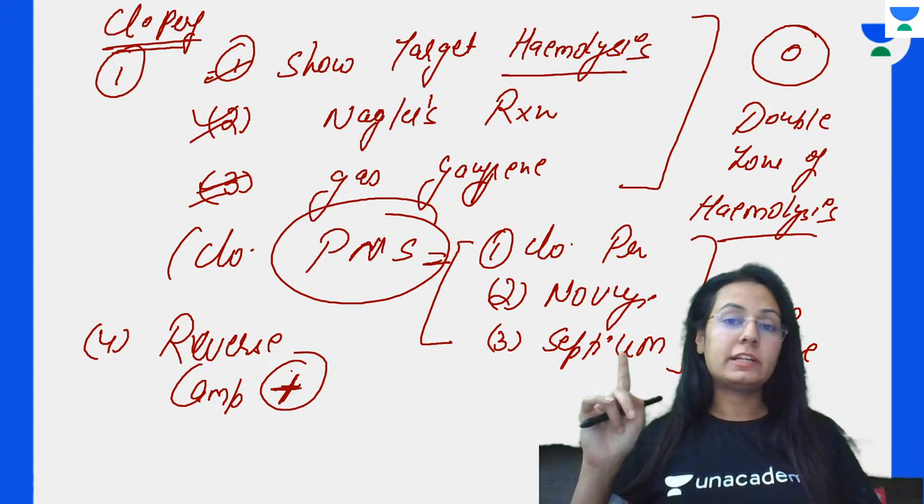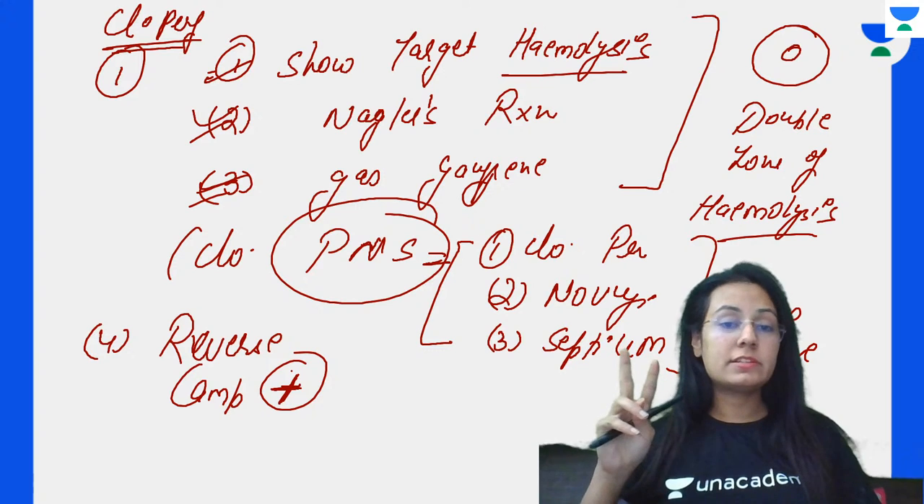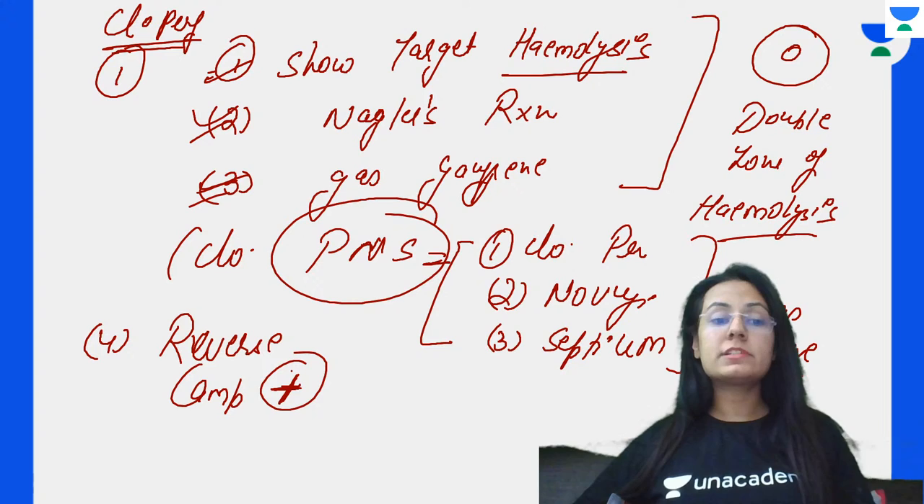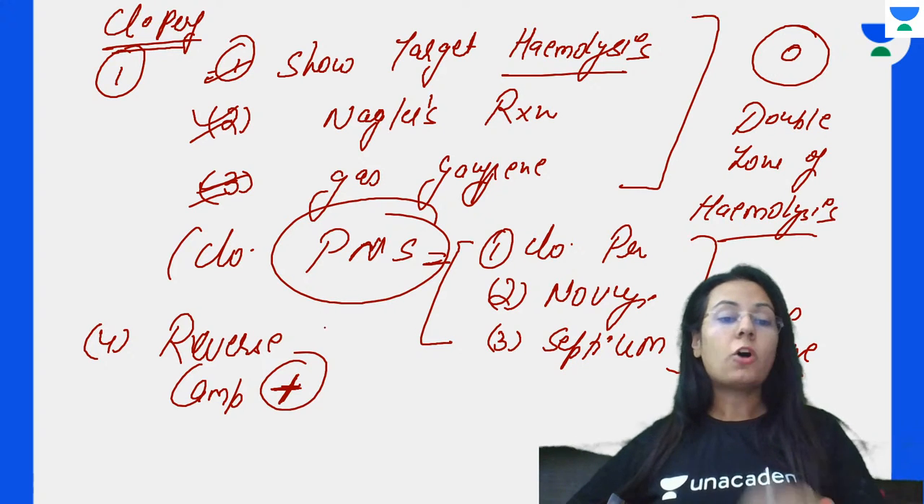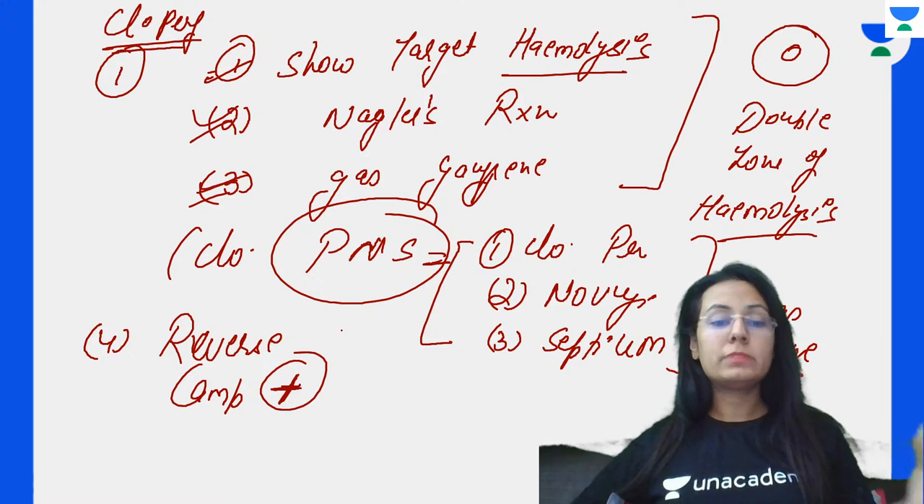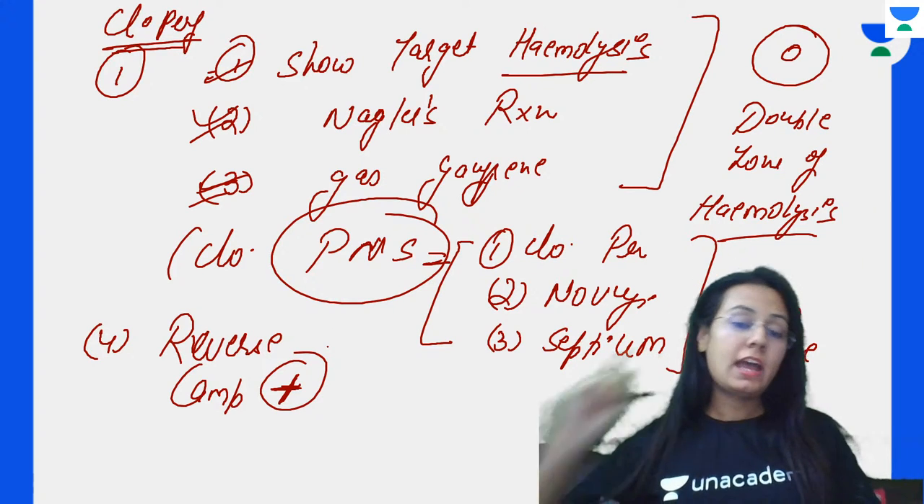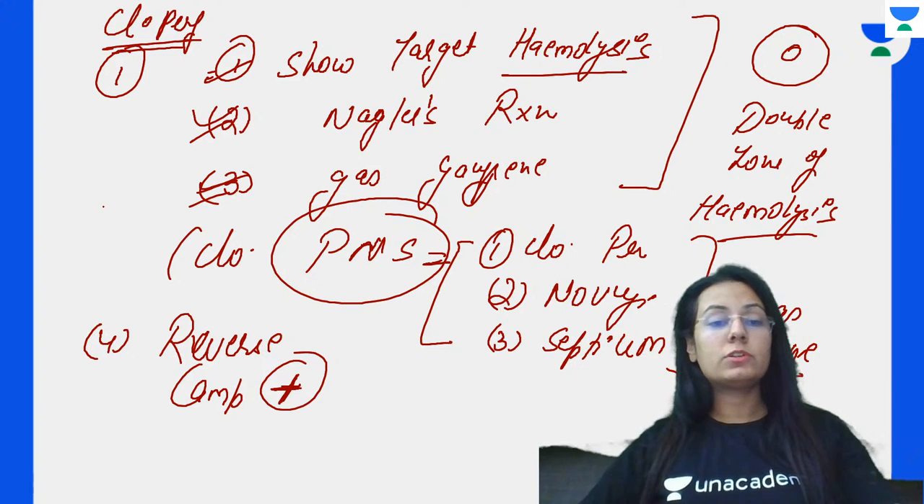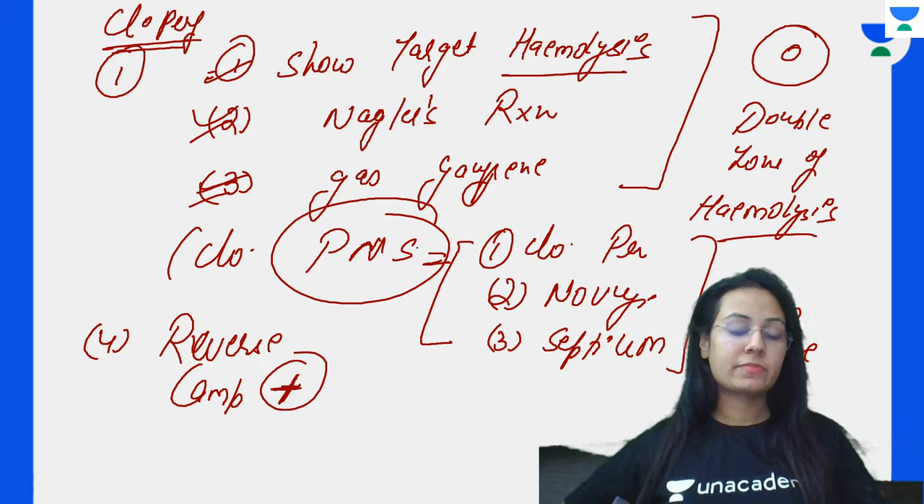That is, they show target hemolysis, double zone of hemolysis, Nagler's reaction. They cause gas gangrene, and the reverse CAMP test is positive. The normal CAMP test, where did we do it? Group B streptococcus, that is Streptococcus agalactiae, and the reverse CAMP test we are doing for Clostridium perfringens.